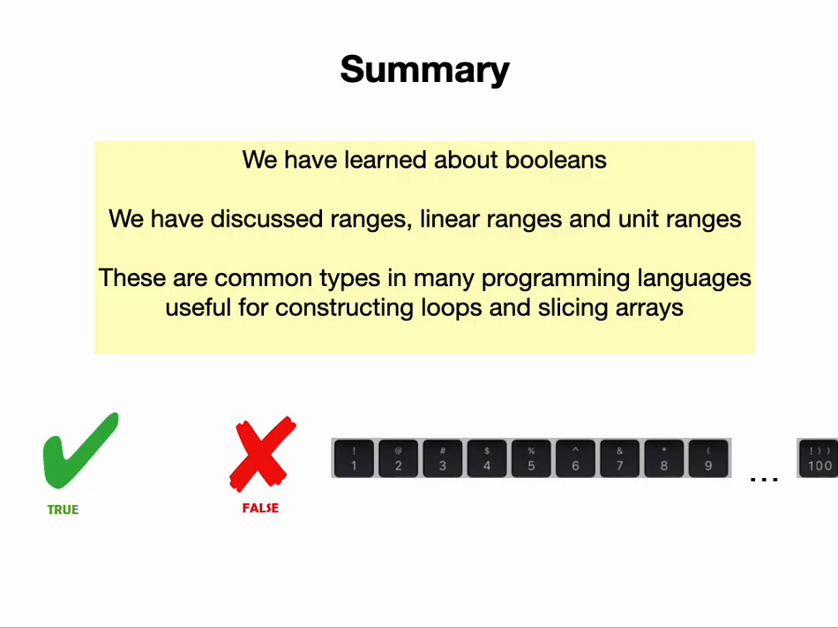So in this lecture, we've learned about the distinction between characters and strings. We discussed Booleans. And we made a little overview of linear ranges and unit ranges. These are common types that are used in many programming languages for constructing loops and slicing arrays. Thanks for your attention.